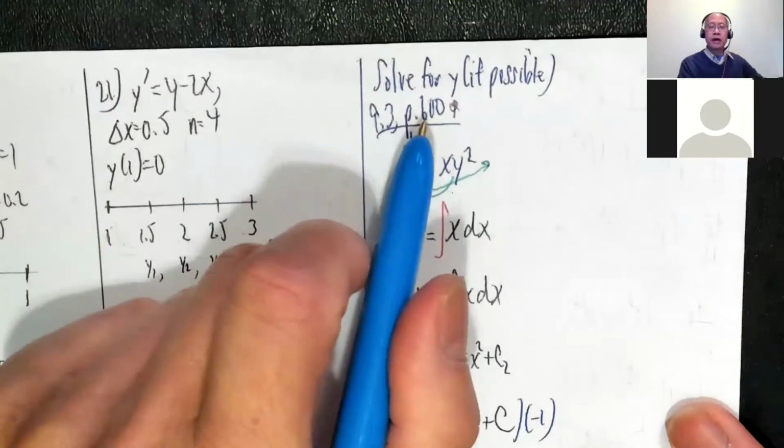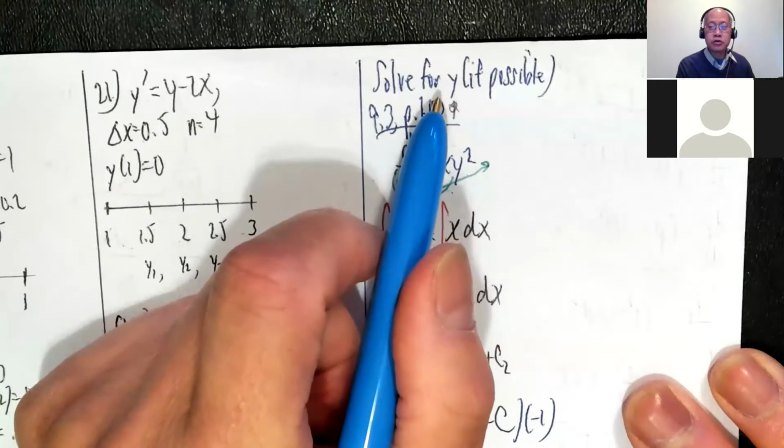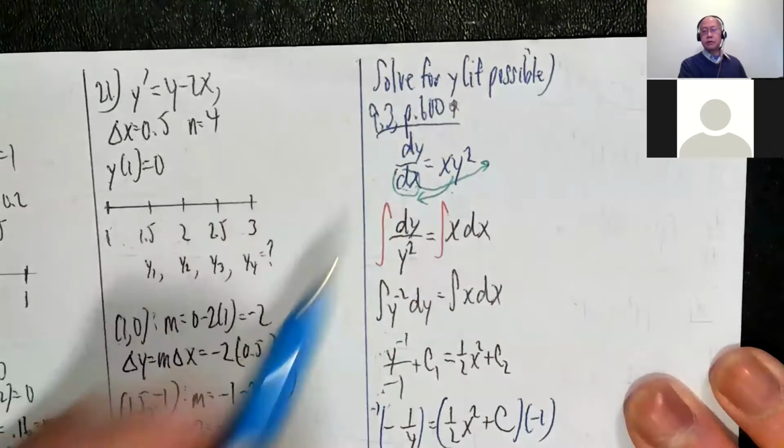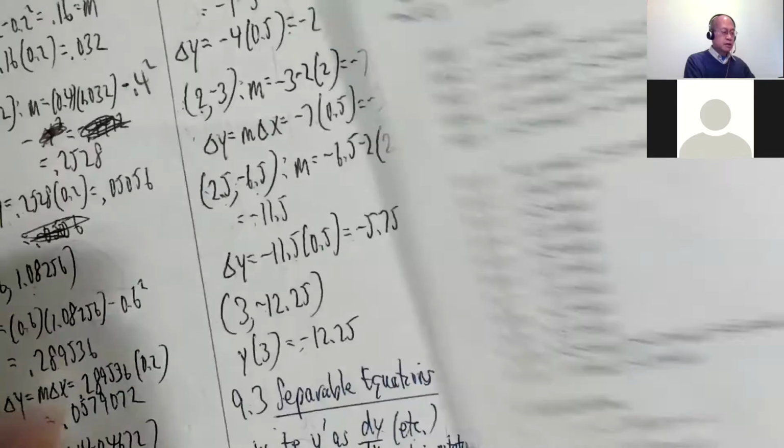Then solve for y, if possible. Again, or whatever the letter happens to be. If it's u, solve for u. If it's p, solve for p, and so on. Okay, so let's just get our feet wet and try some of this.